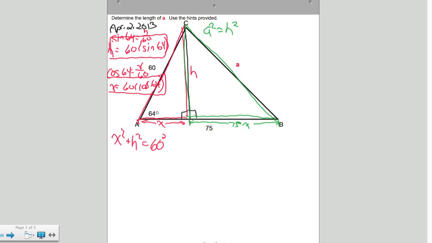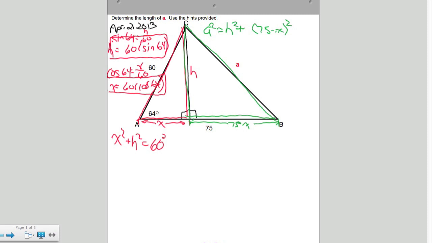Okay, so we got a squared is equal to h squared plus (75 minus x) squared. This is supposed to be plus in here. So this is the Pythagorean theorem applied to the green triangle. Well, I don't like that (75 minus x) quantity squared. A binomial quantity squared, I want to expand that out. How do I expand that out again?